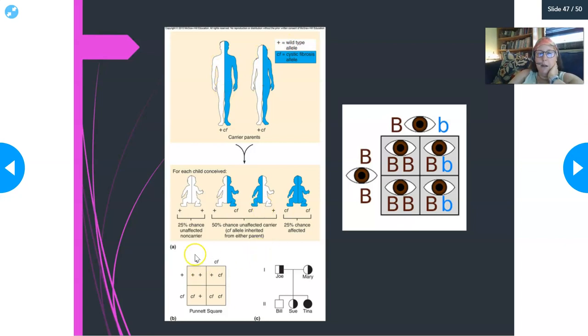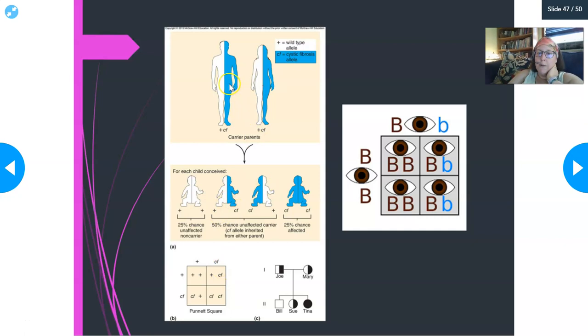So the possibilities of the alleles from mom are healthy and cystic fibrosis. The alleles from dad are healthy and cystic fibrosis. If they get healthy from mom and healthy from dad, it's going to be a healthy baby, not even a carrier of cystic fibrosis. Or it could get a healthy gene from dad and a cystic fibrosis gene from mom, okay? So that would be this one. This is dad, so the healthy from dad and the cystic fibrosis from mom, and so we would have a baby that's a cystic fibrosis carrier.